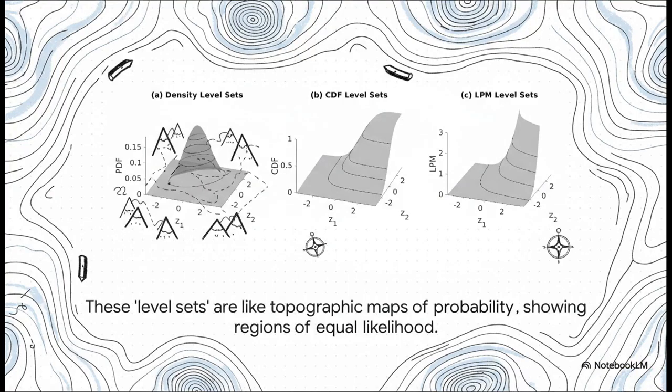Instead of picturing a probability distribution like a big hill, the researchers imagined it as a topographic map. You see those rings? Each one of those is what's called a level set. It's a zone where the probability of something happening is exactly the same. It's an incredible way to slice up all that uncertainty into these clear, measurable regions.